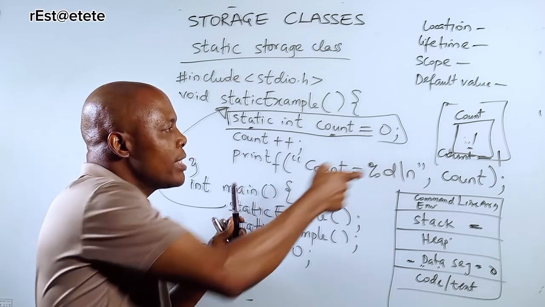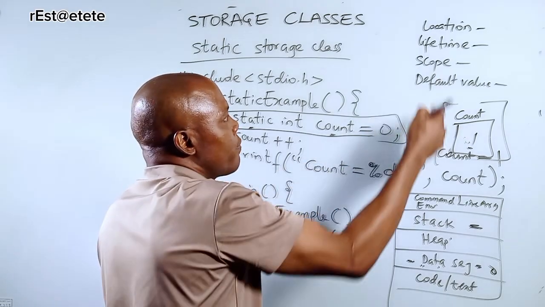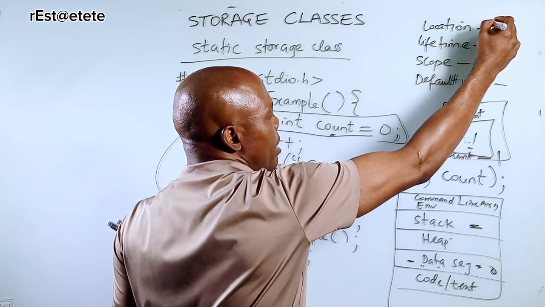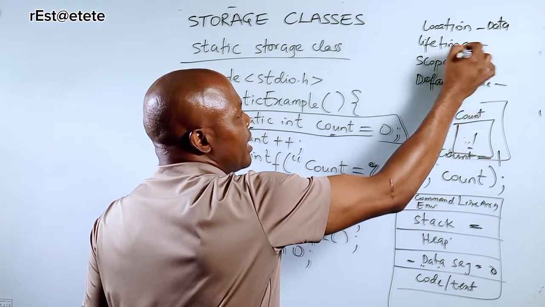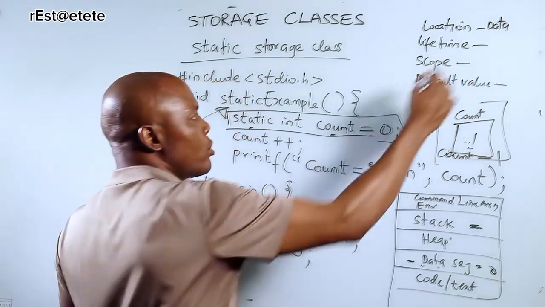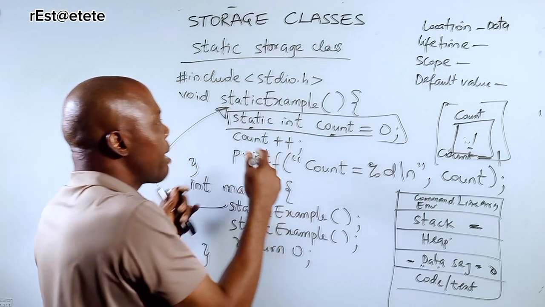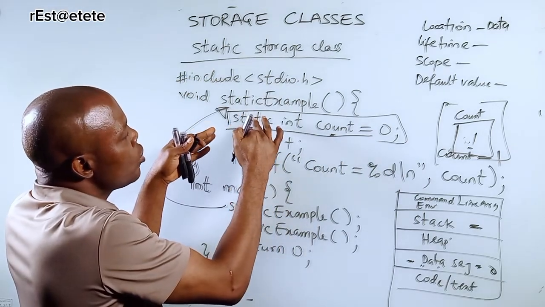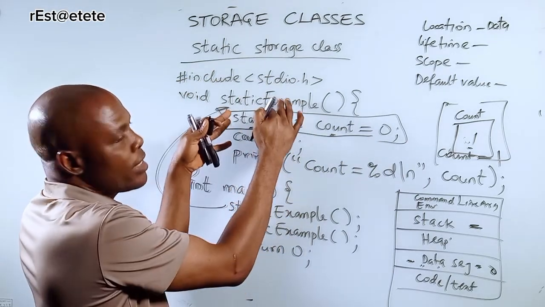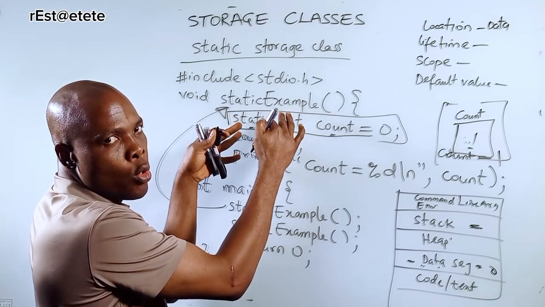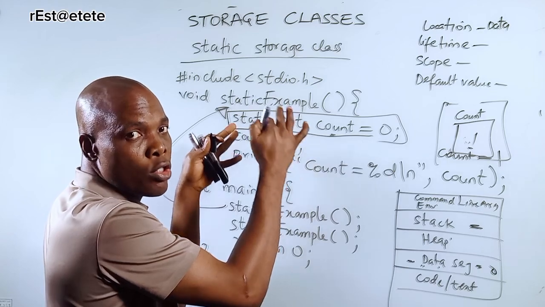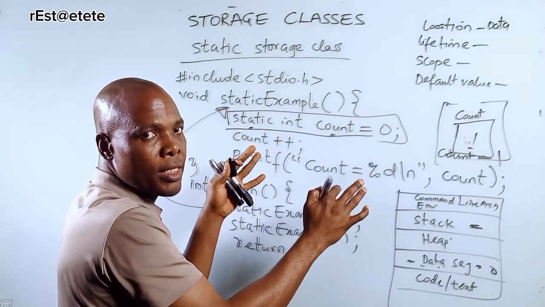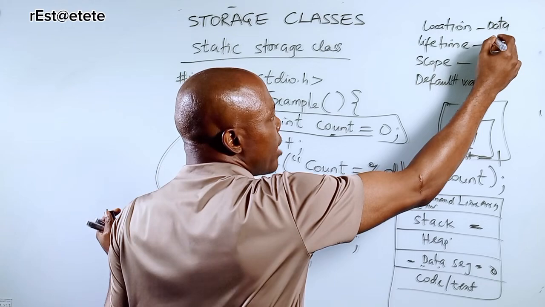So the location is what? Data segment, right? The lifetime is throughout the program. So it's not only limited to the life of this static function. No, it is going to exist throughout the entire program. Until the process stops, this static will exist. So the lifetime is throughout the program.